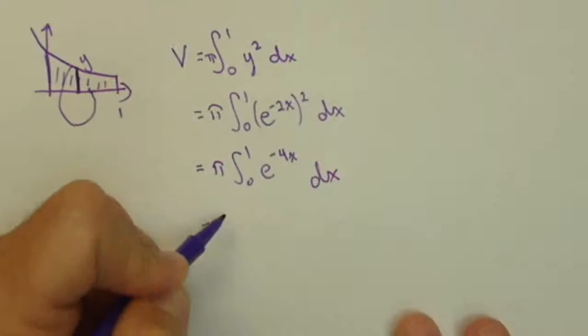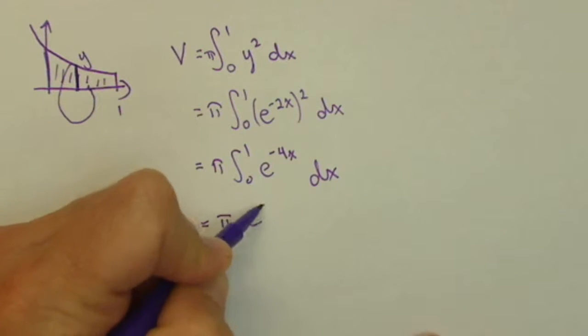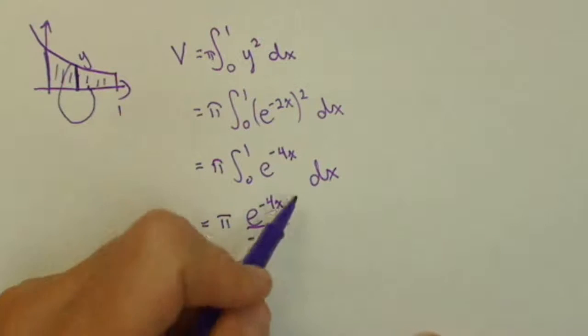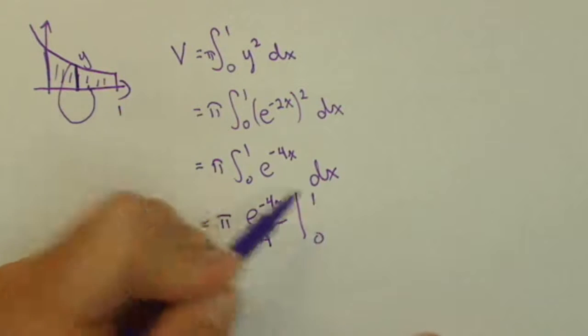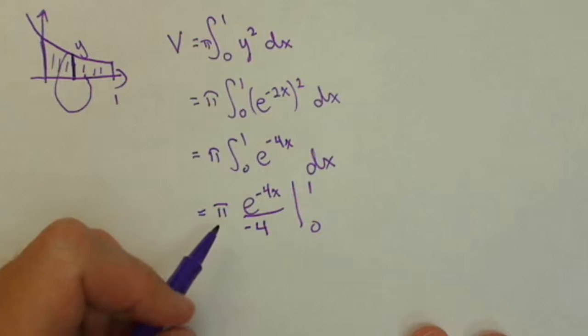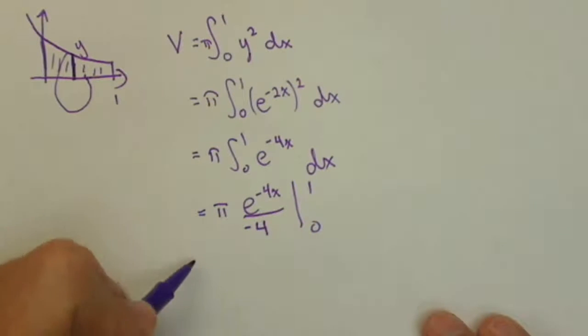Doing the antiderivative, we get pi, e still to the negative 4x, and it's going to be all over a negative 4 from 0 to 1. Now this time we cannot just ignore the 0. You're going to see why here shortly.